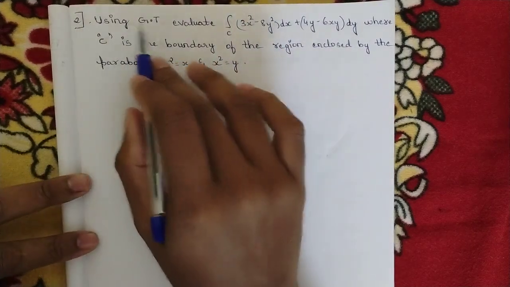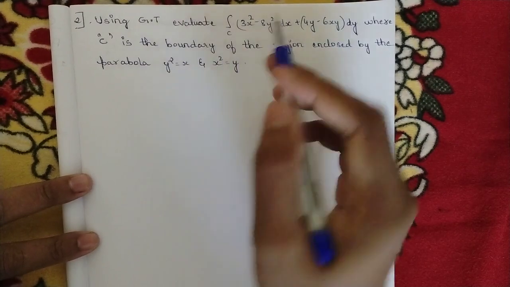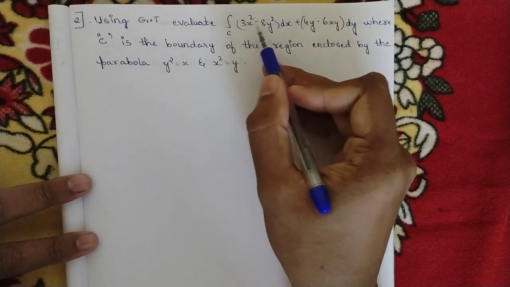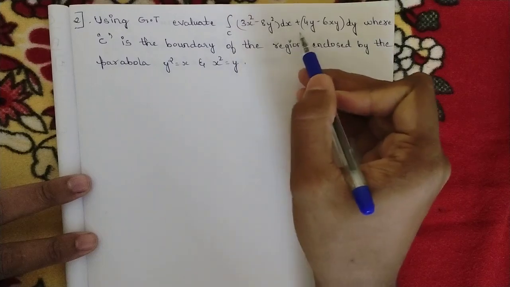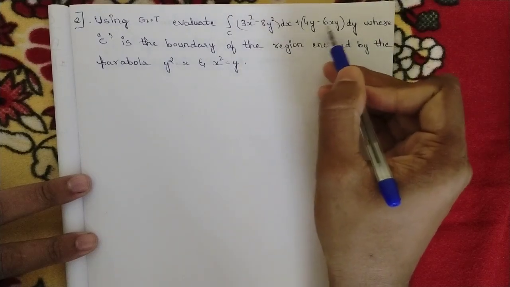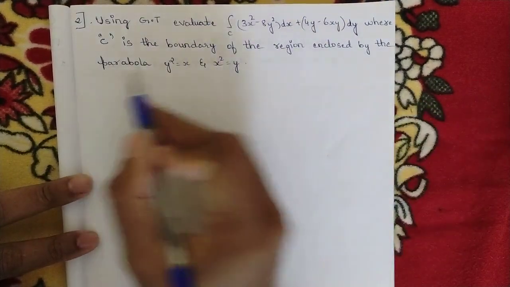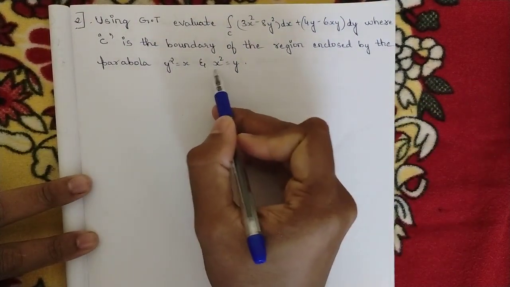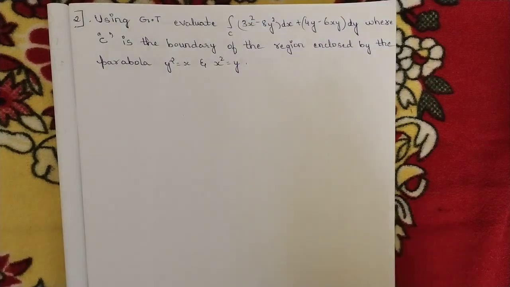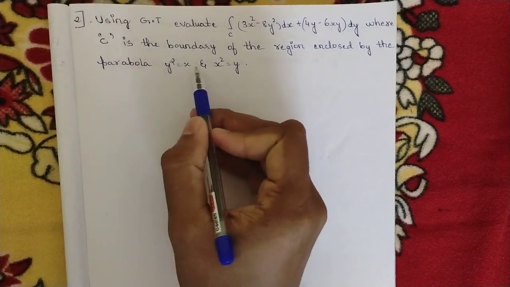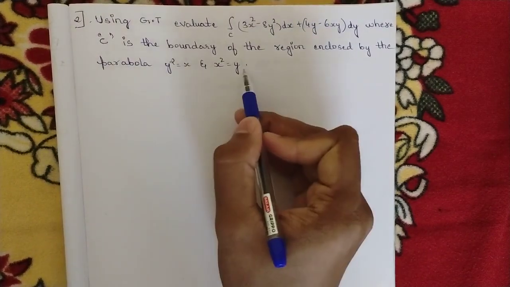Second question: using Green's theorem, evaluate the closed line integral of (3x square minus 8y square) dx plus (4y minus 6xy) dy, where C is the boundary of the region enclosed by the parabola y square equal to x and x square equal to y. Okay, so they have given two conditions here: one is the parabola y square equal to x and the other is the parabola x square equal to y.